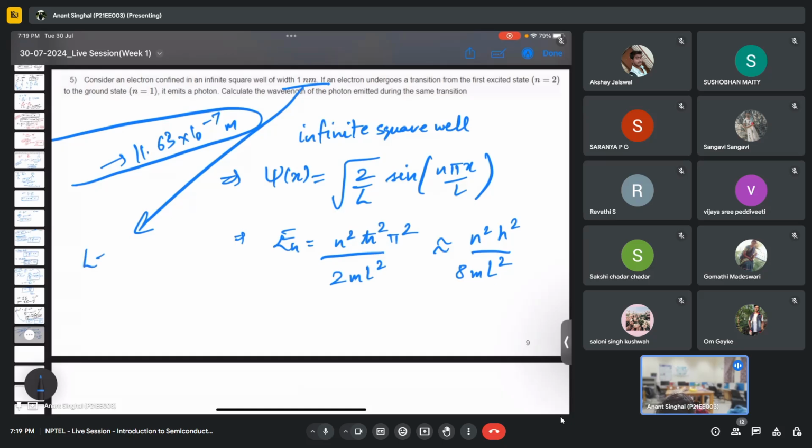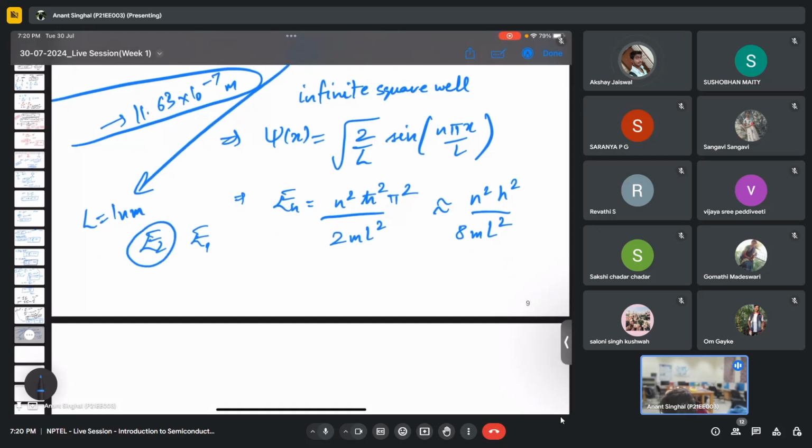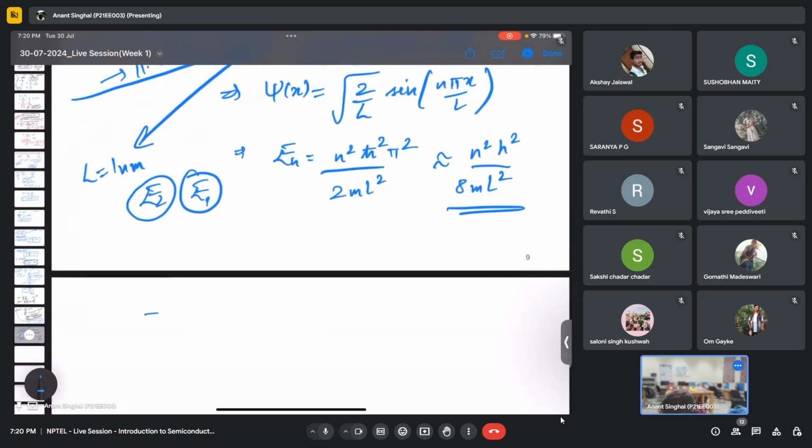So the width of the well is given as 1 nanometer, and what we want is a transition from the excited state to the ground state. This question is from the assignment, sir. Okay, fine, no problem. So we have E2 and we have E1. We'll calculate it directly from the formula that is given.